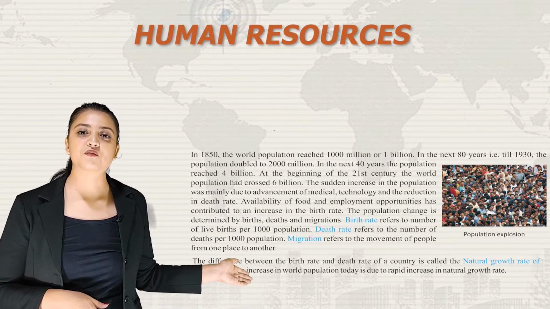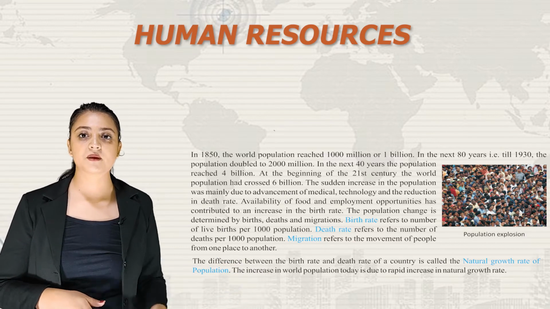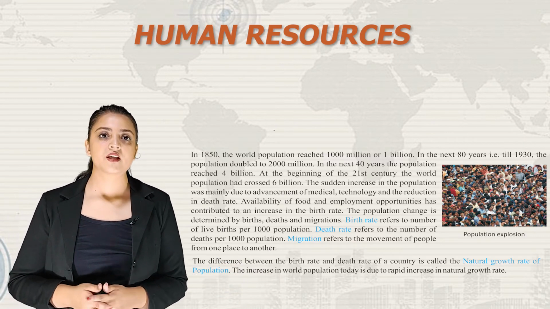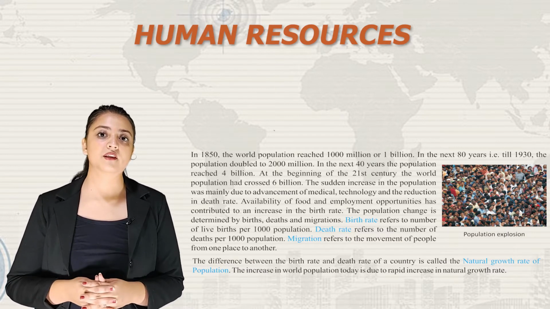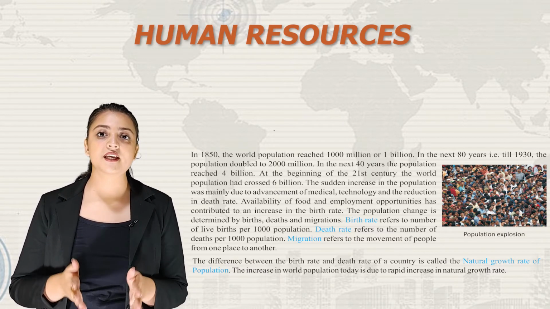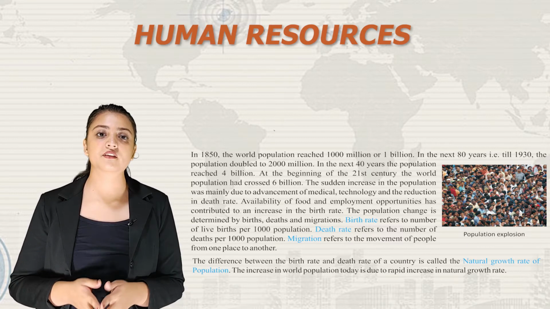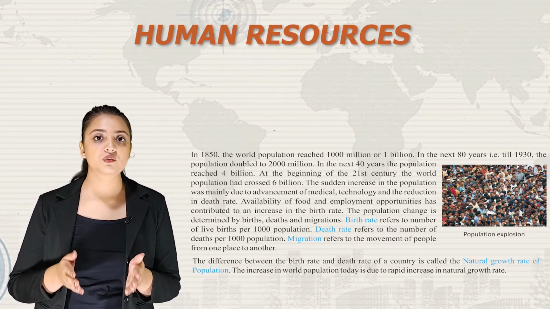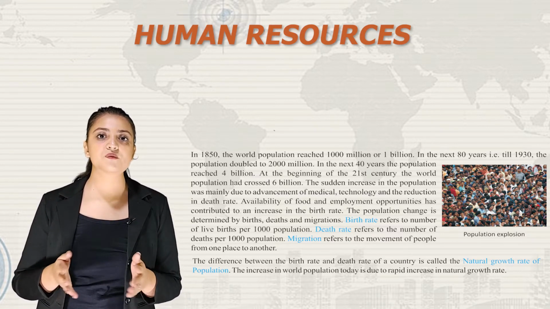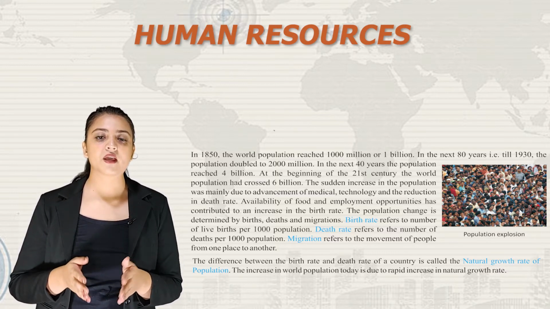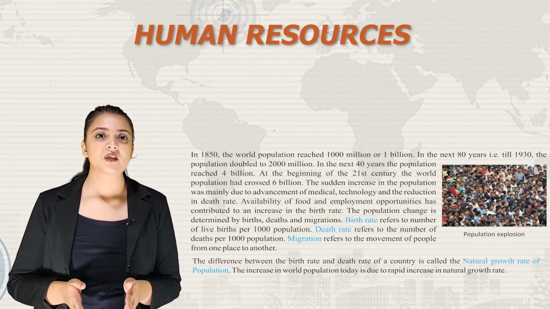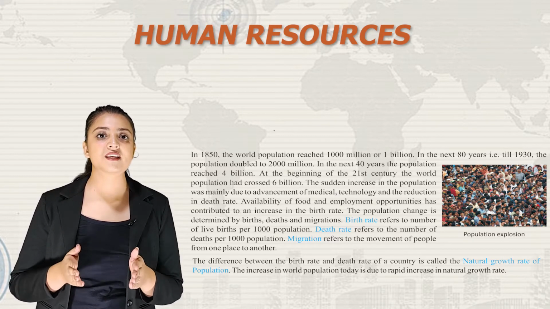Here is a graph of US Bureau International Database World Population Growth. In 1850, the world population reached 1000 million or 1 billion. In the next 80 years, that is till 1930, the population doubled to 2000 million. In the next 40 years, the population reached 4 billion. At the beginning of the 21st century, the world population had crossed 6 billion.